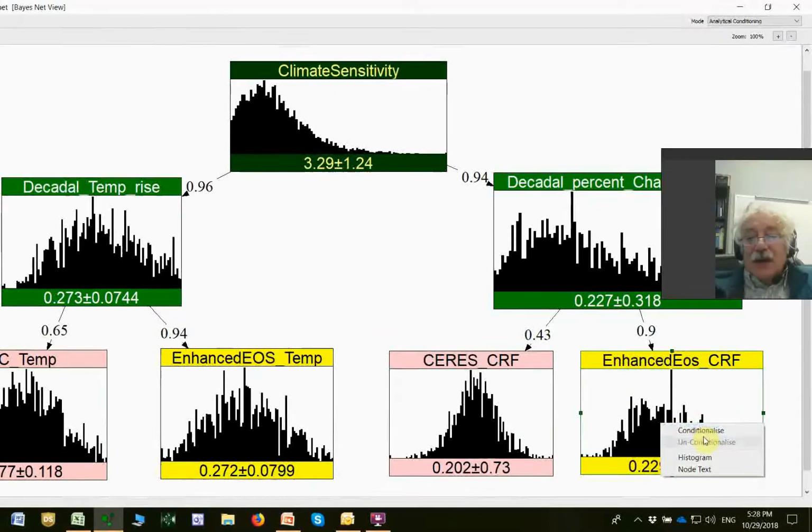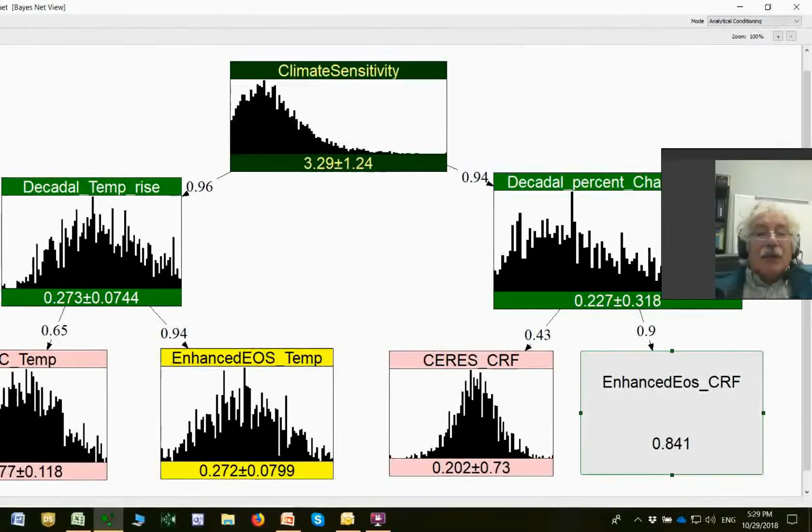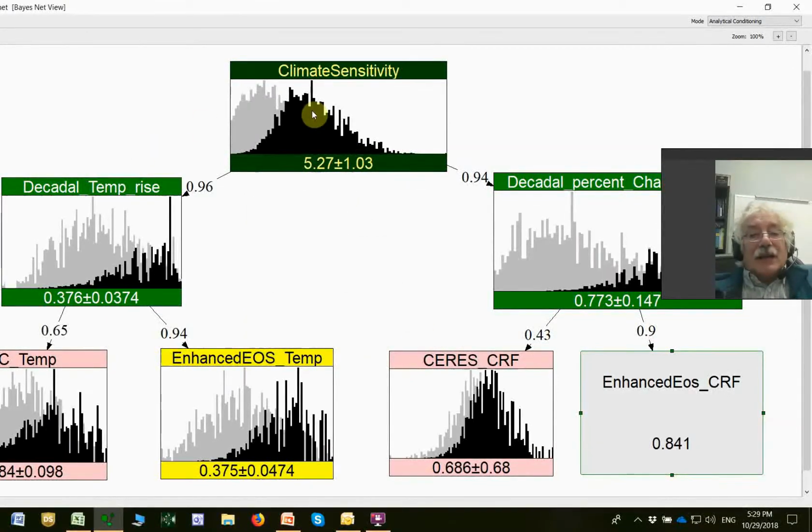So here I'm going to suppose that the CRF guys have measured the value 0.841. That's a fairly high value. And when we push this through the system, we will find that the expected value of climate sensitivity is 5.27, quite a bit higher. Well, that's nice to know. So let's now undo this one.